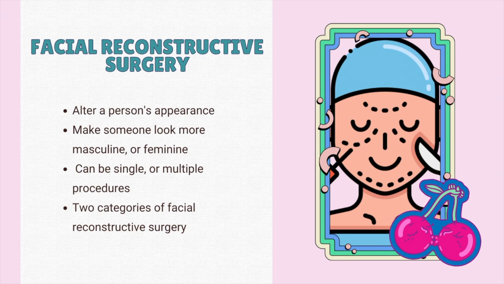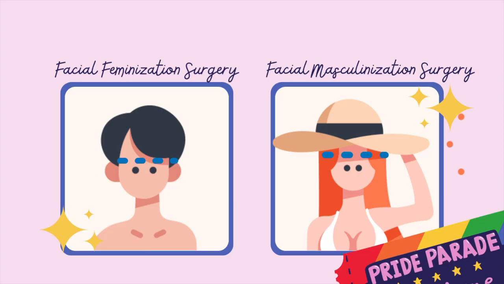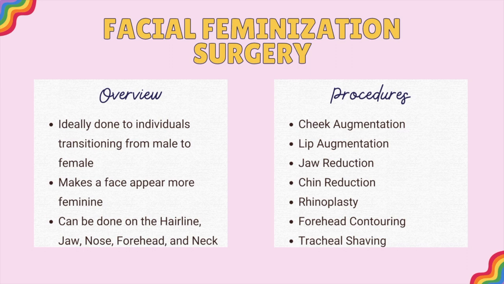Facial reconstructive surgery is done in order to alter a person's appearance and make them look either more masculine or feminine. People going through this process can undergo single or multiple stage procedures. Furthermore, we will have a brief discussion on the two categories of facial reconstructive surgery. These are facial feminization surgeries and facial masculinization surgeries. The first category we will talk about is facial feminization surgery.